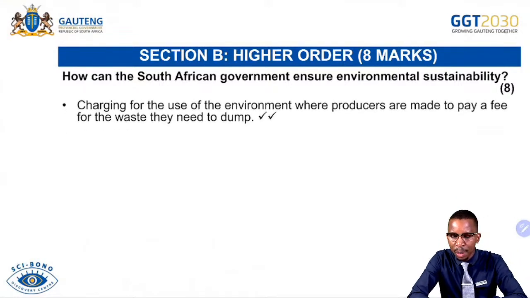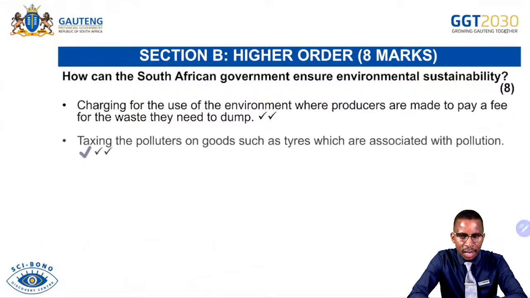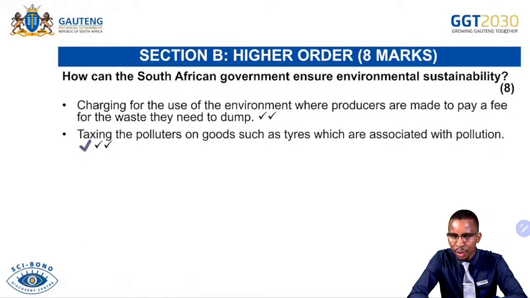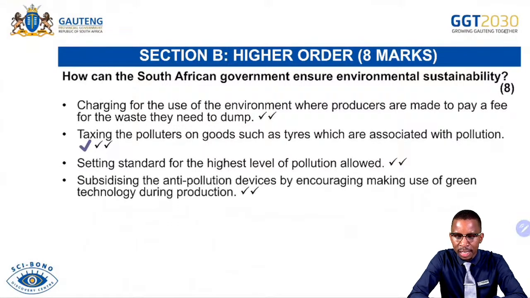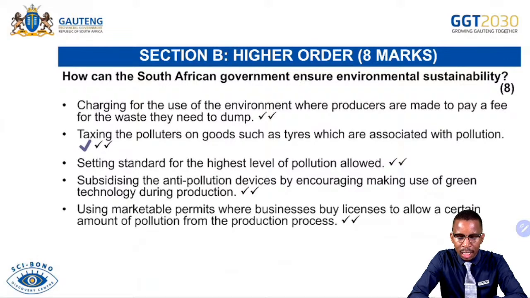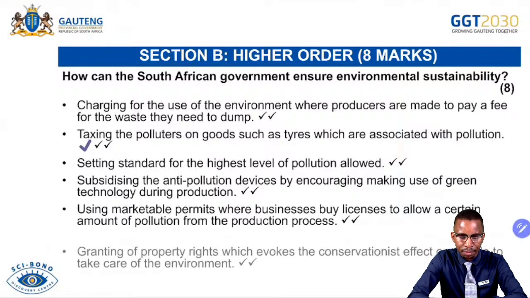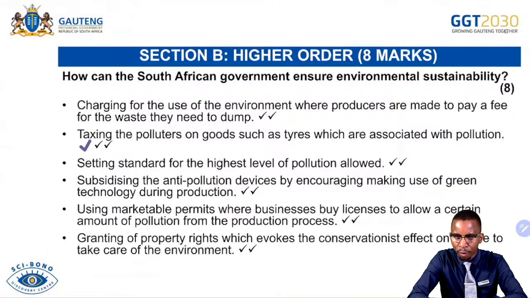Charging for the use of the environment, where producers are made to pay a fee for the waste. Whenever we are wasting in the environment, we have to pay some charges. Those are environmental charges. And then taxing the polluters on goods such as tires, which are associated with pollution. Setting a standard for the highest level of pollution that is allowed. And then subsidizing anti-pollution devices by encouraging the use of green technology during production. Using marketable permits where businesses buy licenses to allow a certain amount of pollution from the production process. Granting property rights, which evokes a conservationist effect on people to take care of what belongs to them, or to take care of the environment.